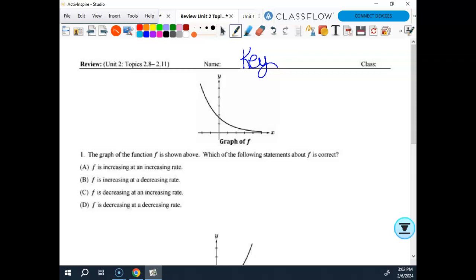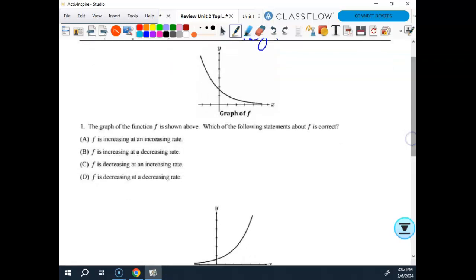Key to your review. So, we've got the graph of the function f shown above. Which of the following statements about f is correct? Okay, so they're asking about f. My graph is f. It says f is increasing at an increasing rate, or decreasing at an increasing rate, and so forth and so on. So it's asking me two different things. Those of you that get mixed up with this: this part of the question is talking about the graph itself. This part of the question is asking about the rates, or the rate of change.